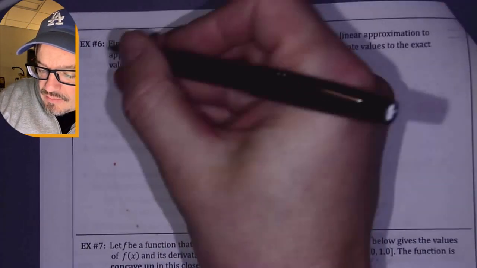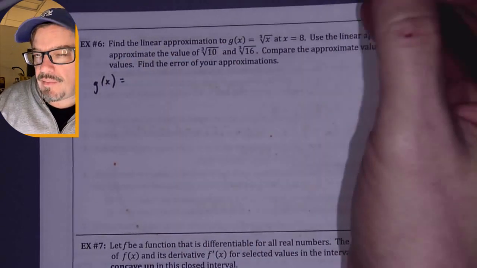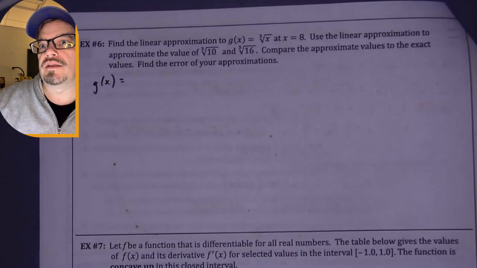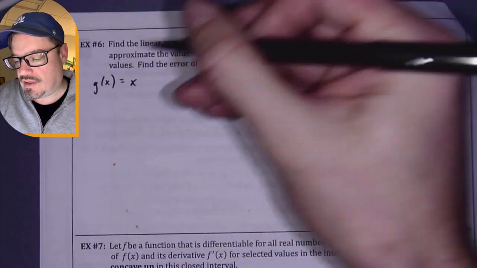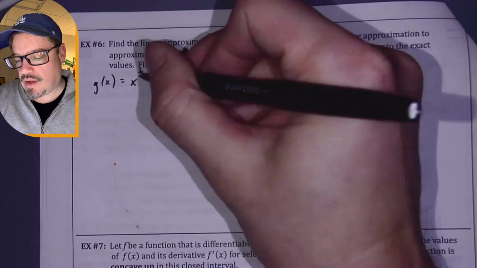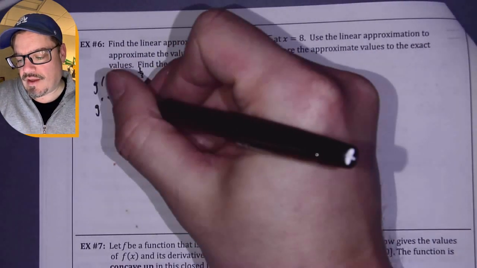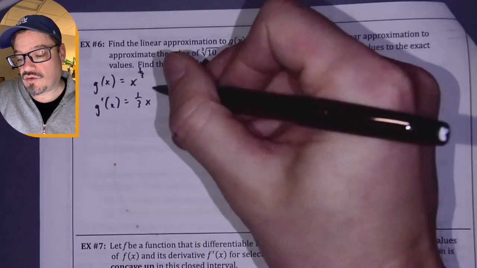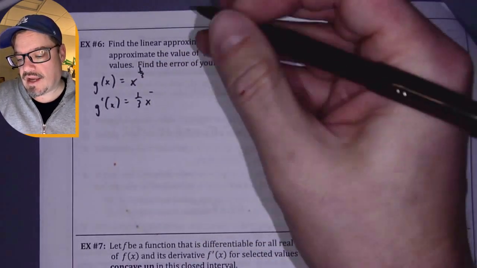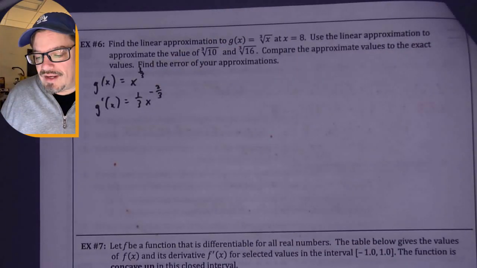Okay, so let's go ahead and do g of x equals, we're going to rewrite this now as, now remember, we want the point and the slope. So I'm going to rewrite this as x to the 1/3, okay? And I'm going to go ahead and find the slope first. So g prime of x equals 1/3 x, and then that's going to drop a degree, so that would be negative 2/3.